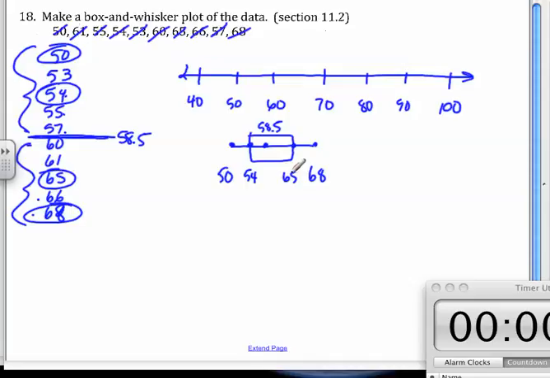All right. Okay. Well done, gentlemen. It looks like those numbers are pretty well spread out. Okay. And I'm ready for number 19. Nice job.